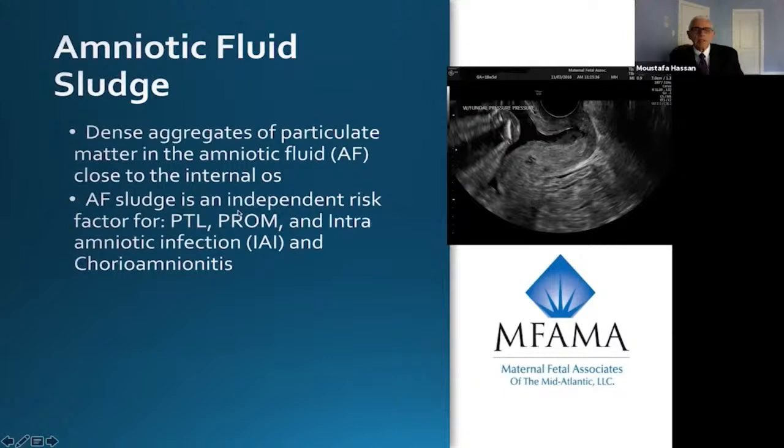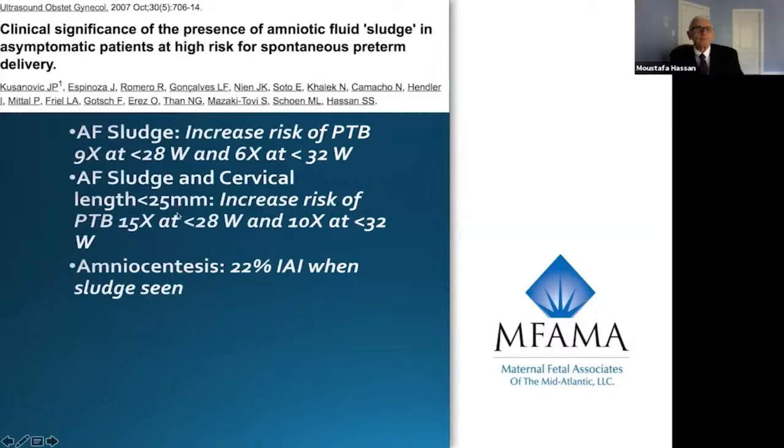Amniotic fluid sludge is an independent risk factor for preterm labor, premature rupture of membrane, and intraamniotic infection, and even chorioamnionitis. So, are there studies? Yes, from Romero's group. Amniotic fluid sludge increases the risk of preterm birth 9 times at less than 28 weeks and 6 times at less than 32 weeks. So if you see it, this patient is high risk, and you have to observe her very closely.